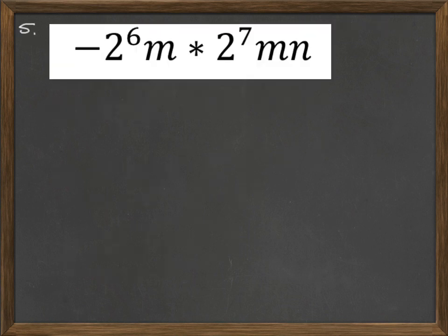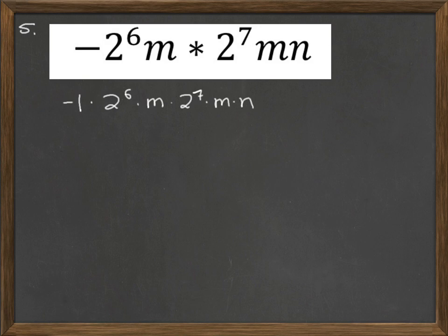Okay, so again, I want to remind you to pause this video, try this problem without me, and then unpause it to see if you were correct. So, we have negative 2 to the 6th m times 2 to the 7th mn. So the first thing that might confuse you is that negative sign. So again, there's no parentheses, so I want to invite you to remember that this is really just negative 1 times 2 to the 6th times m times 2 to the 7th times m times n.